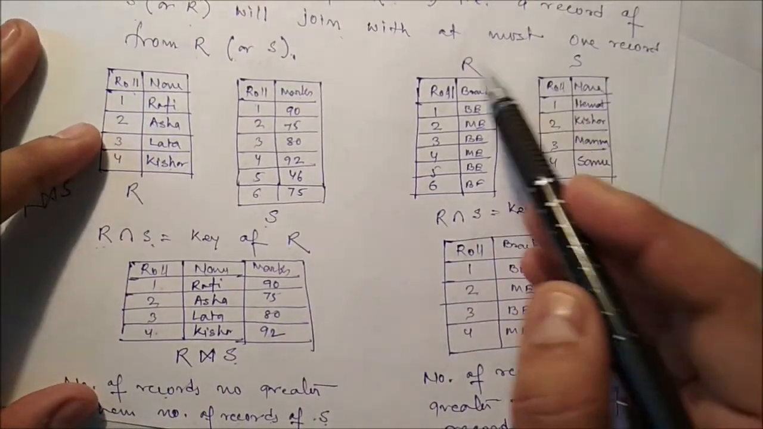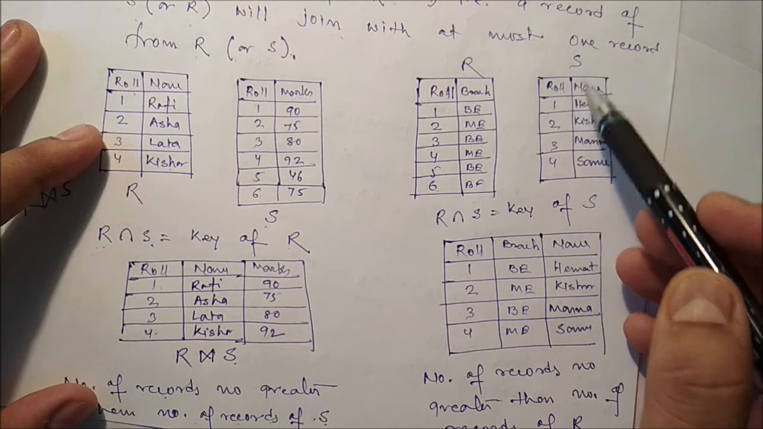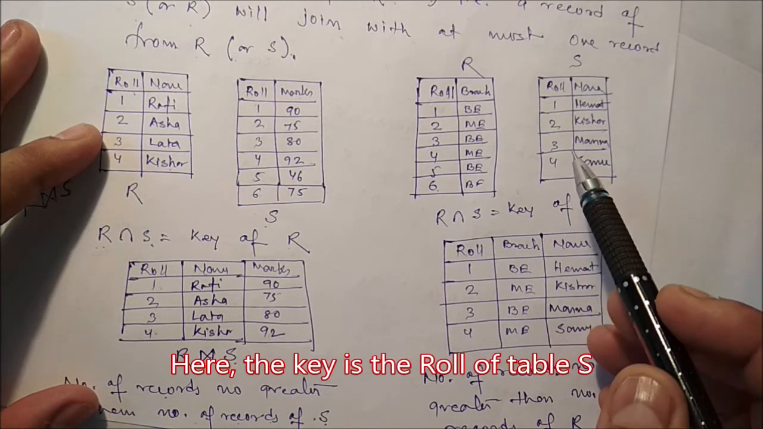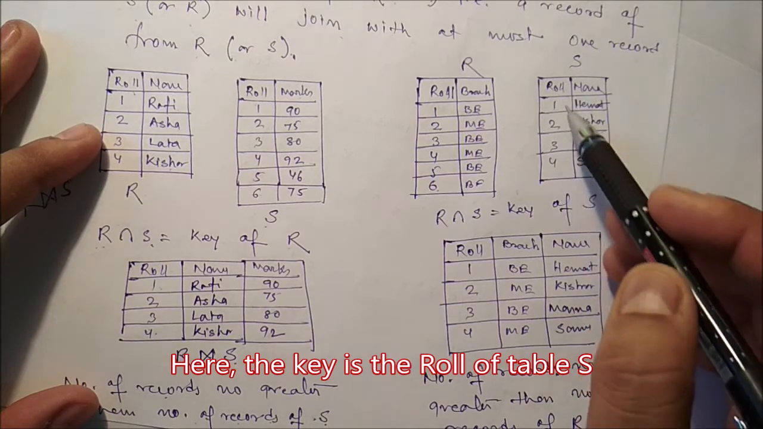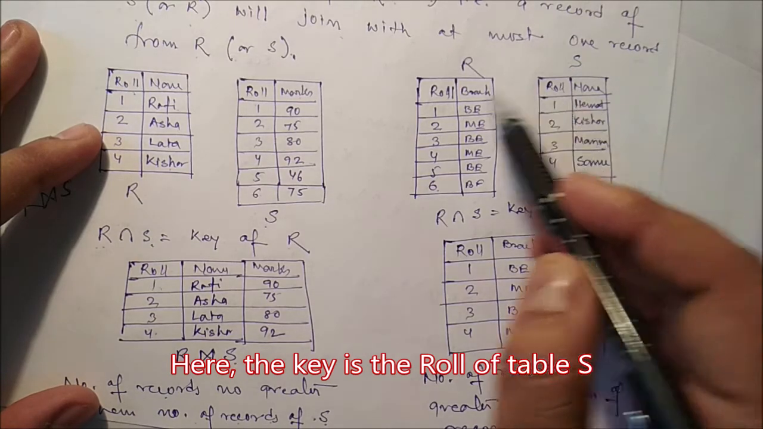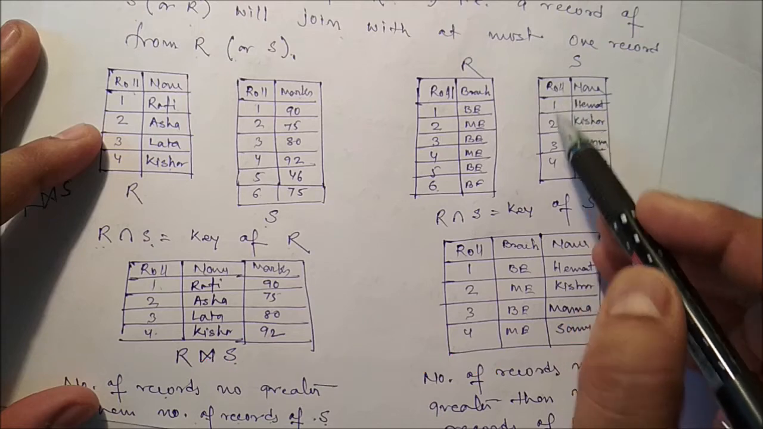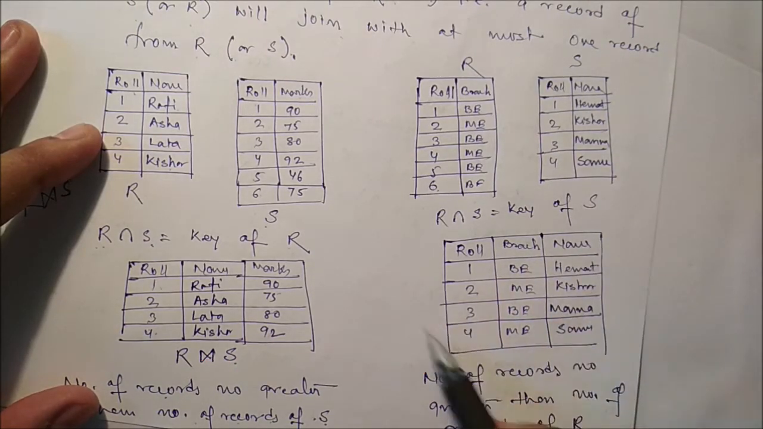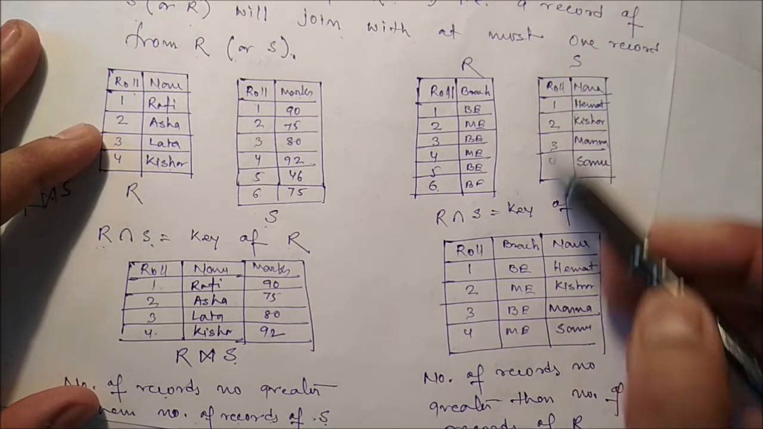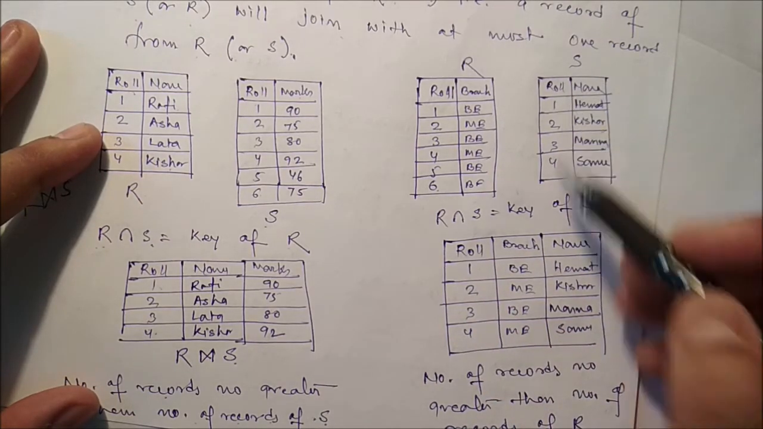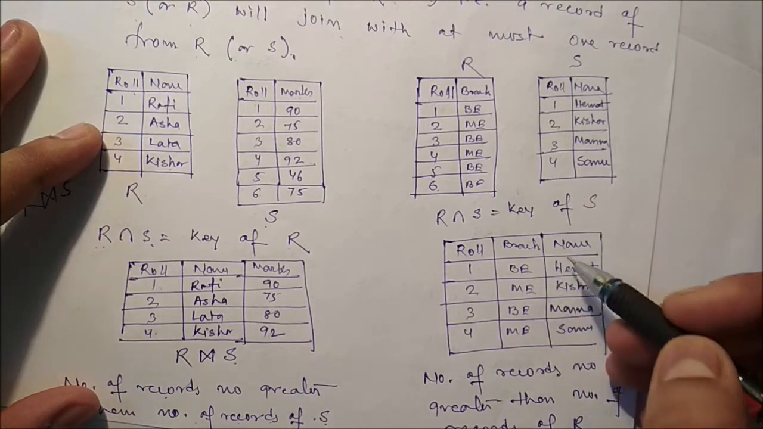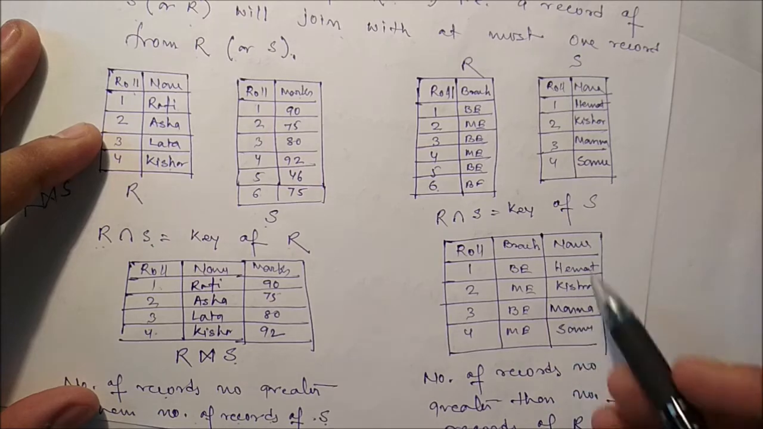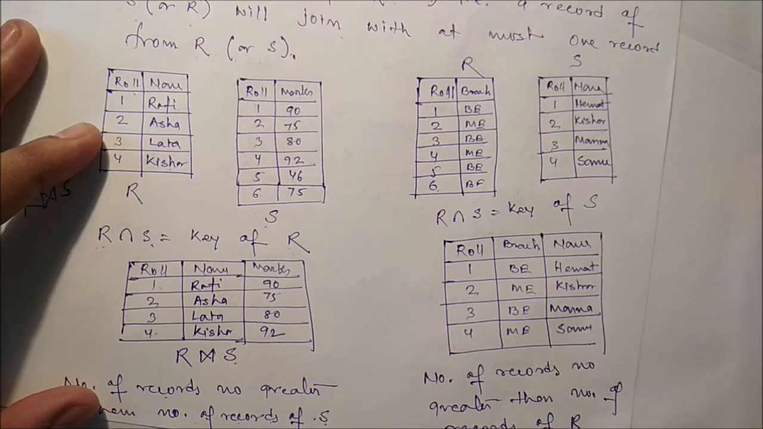Now if it is the case of R and S, roll numbers 1, 2, 3, 4, 6 in one table, and here S is 1, 2, 3, 4. That intersection is the key of S. Say the roll number is a foreign key. If it is a key of S, then with the intersection join approach, 1, 2, 3, 4 is nothing but the key of this particular table. The remaining information is there: B, Amy, Hemant, Kishore, Manna. And the number of records is no greater than the number of records of R.